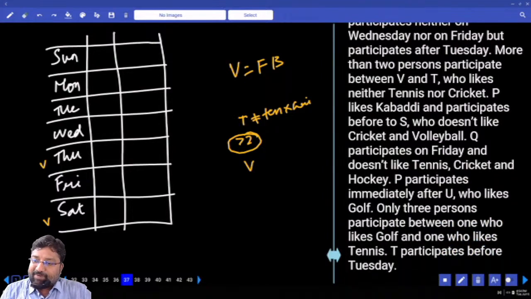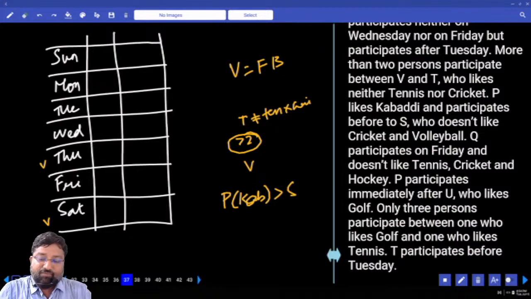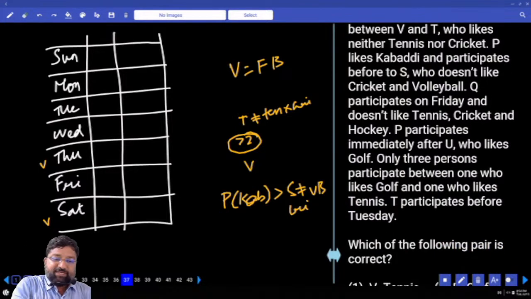P likes kabaddi and participates before S. S does not like cricket and volleyball. Q participates on Friday and does not like tennis, cricket and hockey. No tennis, no cricket, no hockey.